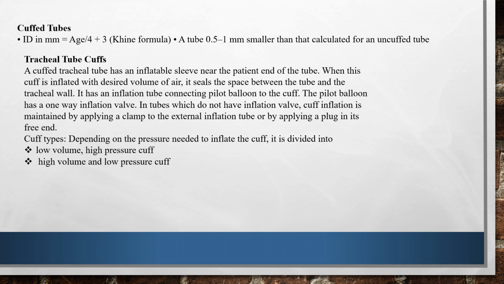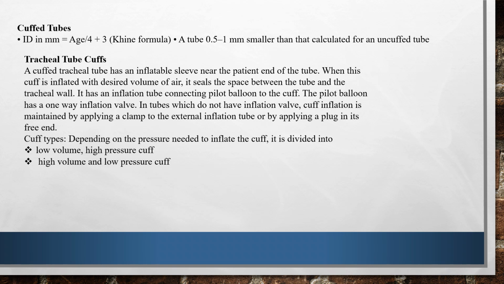And now for cuffed tubes. What will the size be for cuffed tubes? The internal diameter for cuffed tubes will be age/4 plus 3, that is a tube 0.5 to 1 millimeter smaller than that calculated for an uncuffed tube.